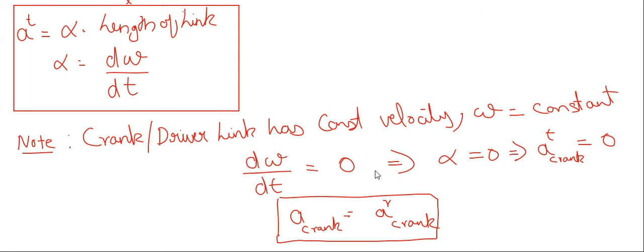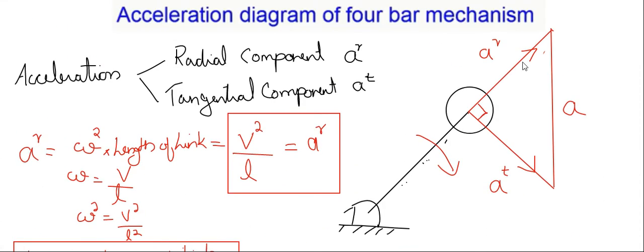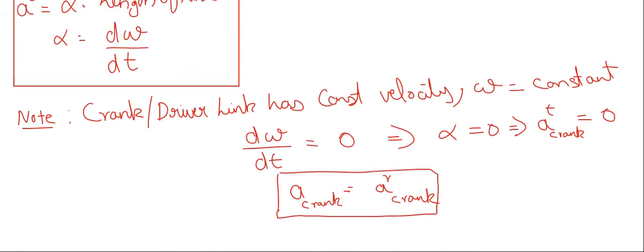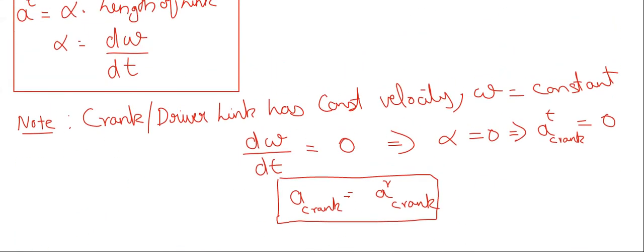When velocity is constant, change in velocity by time will be 0, so angular acceleration will be 0. Angular acceleration 0 means the tangential component will not be there. If the tangential component is not there, then in the resultant vector there will be only one component, AR, and that itself will represent the true acceleration of the crank. So knowing this, we can find out how the acceleration diagram is drawn.